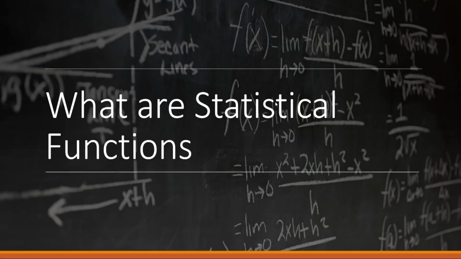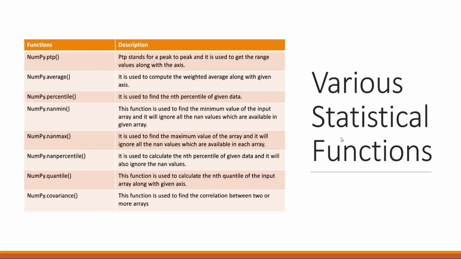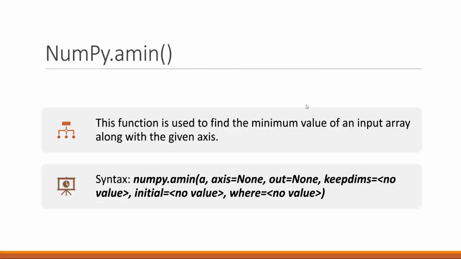Statistical functions are used for finding the maximum, mean, median and standard deviation by going through each value of the input array. Now let us perform some statistical functions on the array elements. The following table lists the NumPy statistical functions. Now let us briefly understand these statistical functions. Our first function is numpy.amin.